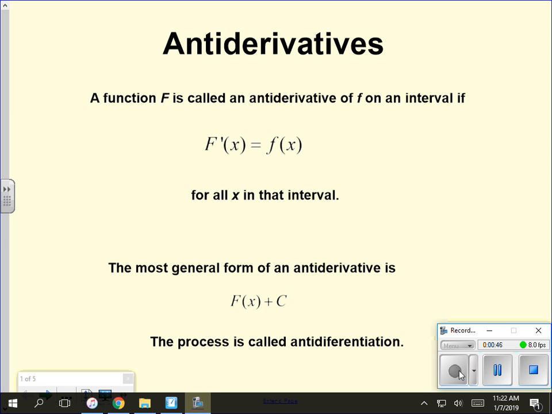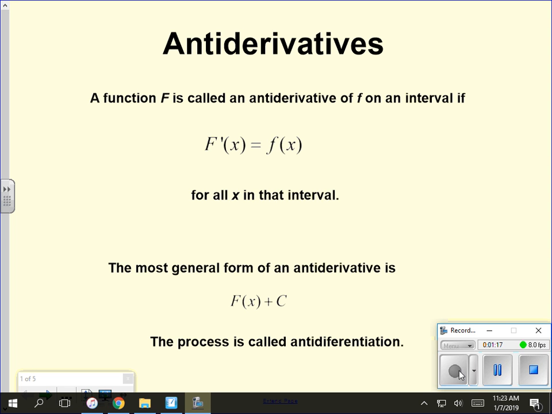A function F is called an antiderivative of f on the interval if F prime of x is equal to f of x for all x in that interval. I'm glad I wrote that down instead of just saying it. A function F is called an antiderivative of f on an interval if F prime of x is equal to f of x for x in that interval. The most general form of an antiderivative is F of x plus c, plus some constant.